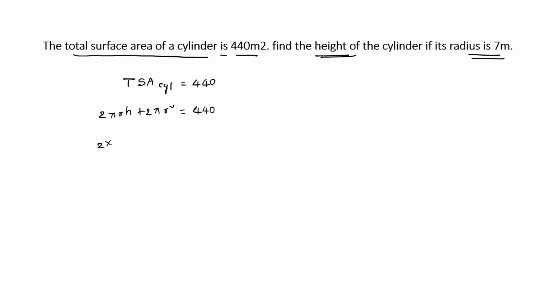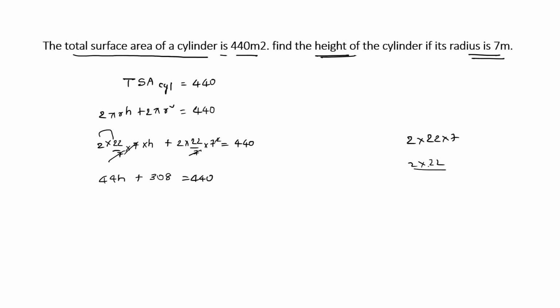So 2 into 22 by 7 into radius 7 into height plus 2 into 22 by 7 into 7 square is equal to 440. Now the 7s get cancelled, so 2 into 22 is 44h plus, in the square, one 7 cancels and one 7 remains. So 2 into 22 into 7: 44 into 7 is 308, which is equal to 440.